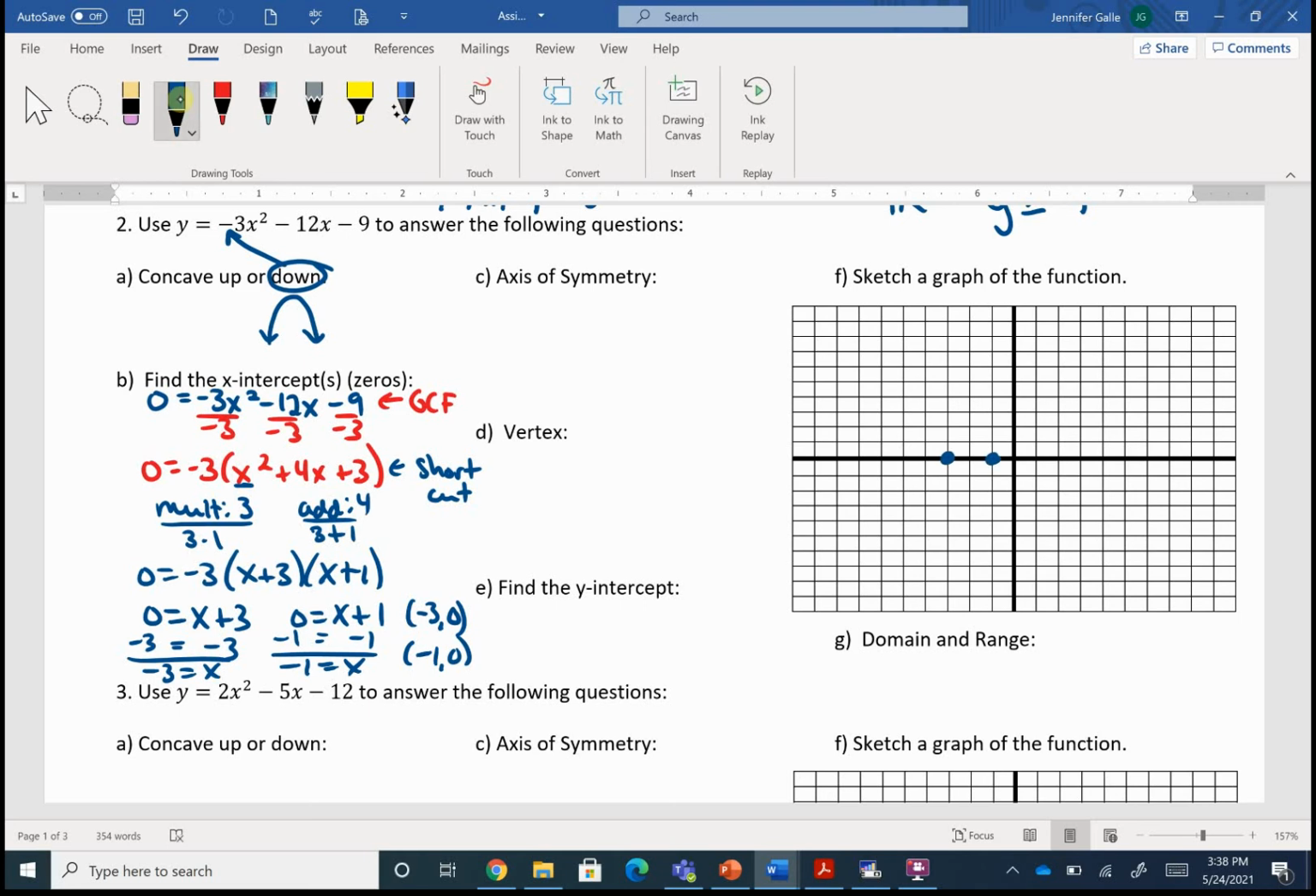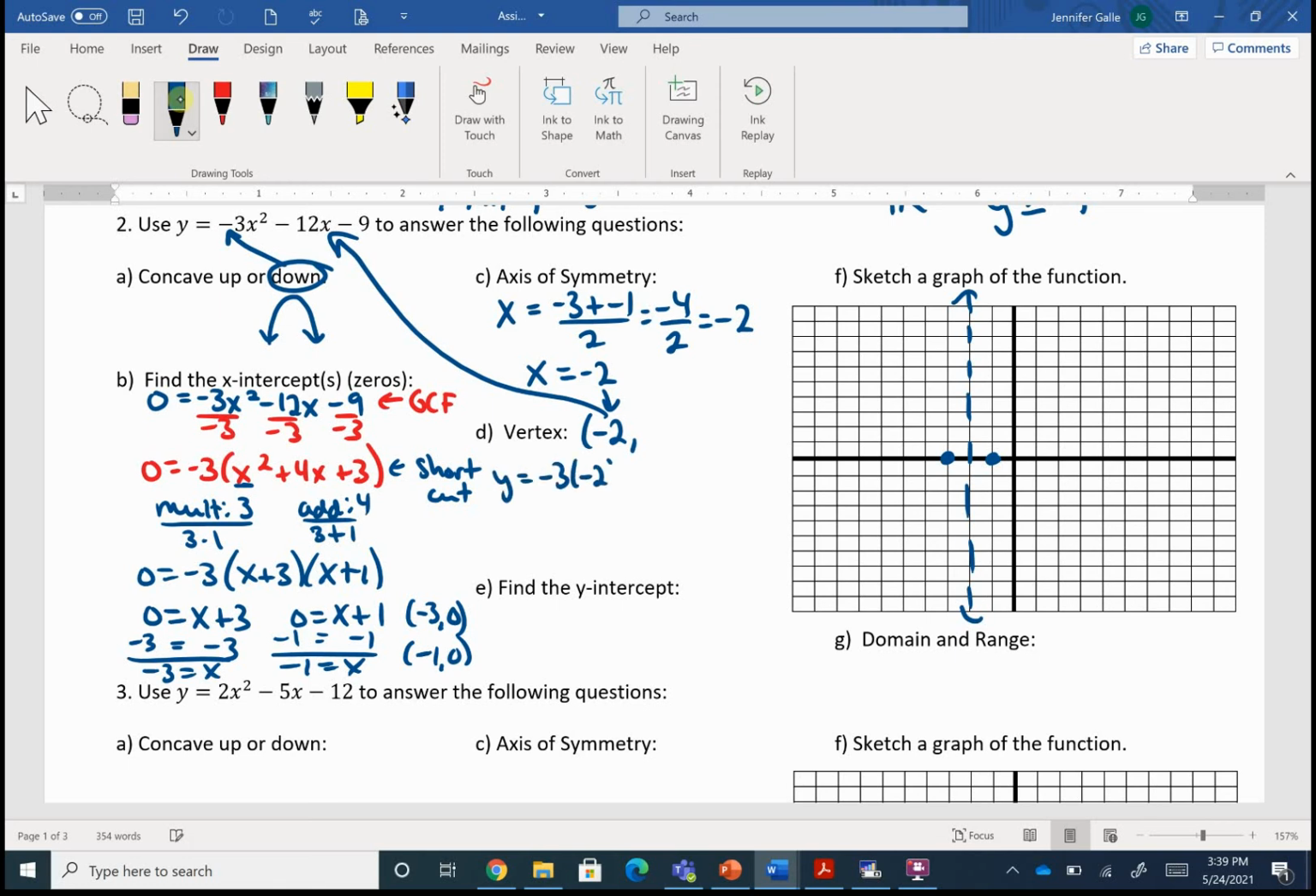Axis of symmetry, I know for some of you, you're like, Ms. Golly, can I just look at it and tell where the middle is? You sure can. If you need to, add the x-intercepts together and divide by 2. Make sure you do the addition first before you divide. Don't forget the x equals part. Axis of symmetry gives us the x value at the vertex, and then we have to take that x and put it back into the original equation to find the y.